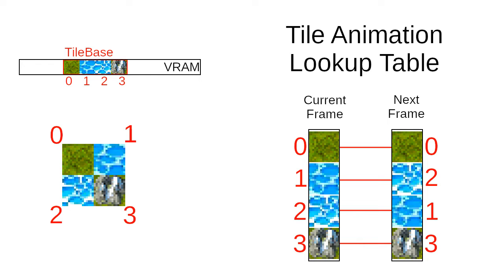Indices 0 and 3 correspond to the grass and mountains, and the next frame for each of those indices is also 0 and 3. The water, however, animates in a loop, so the next frame that comes after index 1 is index 2, and the next frame that comes after index 2 is index 1. This definition will cause the water tiles to loop back and forth between those 2 frames of animation endlessly.